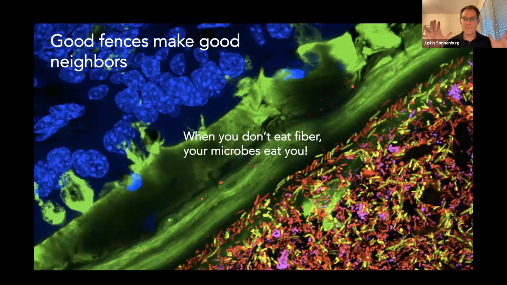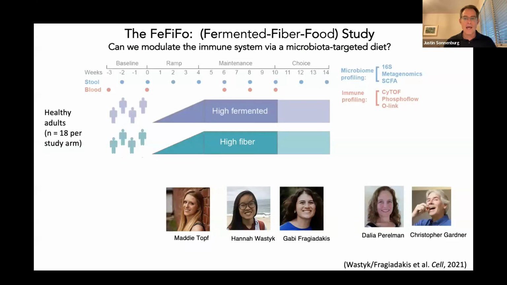So we've all heard the phrase, good fences make good neighbors. That's also true for your gut microbiome. And so we conducted a study at Stanford in close partnership with Christopher Gardner. Dahlia Perlman was really a key to getting people, free-living humans, to eat differently. And then Maddie, Hannah, and Gabby were the trainees that really propelled this work.